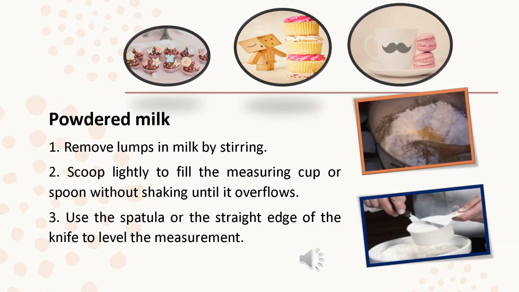Powdered milk. The steps are the following. Number 1, remove lumps in milk by stirring. Number 2, scoop lightly to fill the measuring cup or spoon without shaking until it overflows. And the last step, use the spatula or the straight edge of the knife to level the measurement.